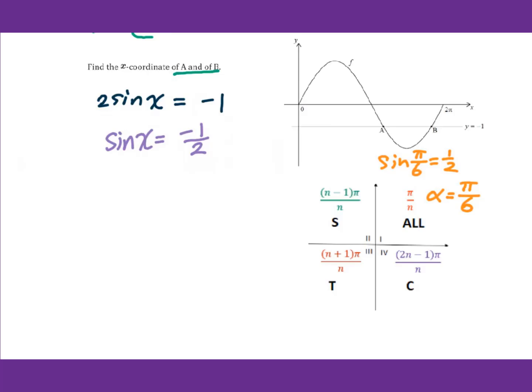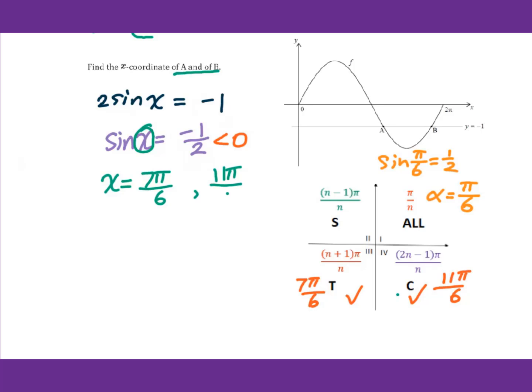Then check the sign. For sin x equals -1 over 2, which is less than 0, using All Students Take Calculus, that means we go to these two quadrants. For reference angle pi over 6, you will get 7 pi over 6 and 11 pi over 6. So we can write down x equals these two angles, 7 pi over 6 and 11 pi over 6. Therefore, for A, 7 pi over 6 is the x-coordinate. For B, 11 pi over 6 will be the x-coordinate.